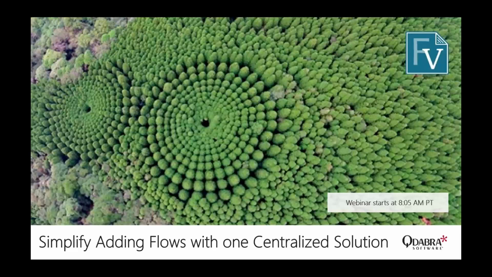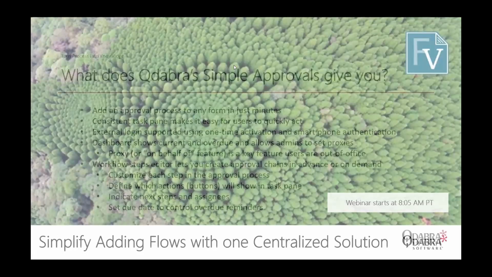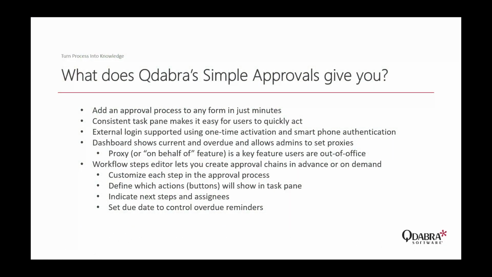Our goal today is to really show you how to make your workflows easier to deploy, make it easier to create these wonderful structures that you can use to drive the process that you want to automate. Our goal at Qdabra is to save you time, and that means trying to come up with simple solutions that make it easy for you to add something cool to all of your processes, all of your forms. And today's example is a simple approvals workflow.